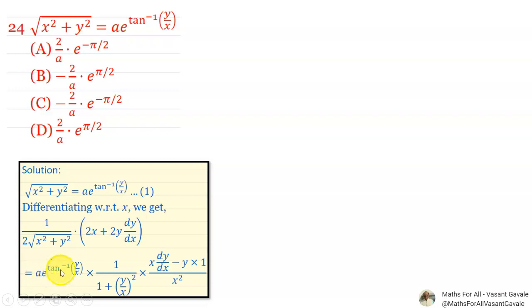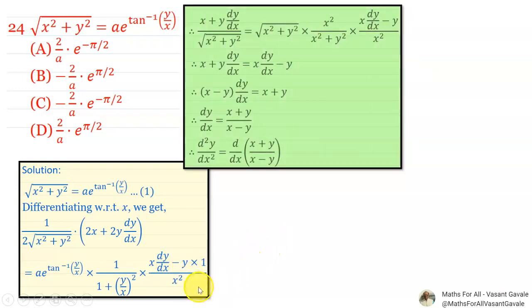A into e raised to tan inverse of y upon x. Tan inverse of y upon x चा derivative 1 upon 1 plus y upon x bracket square into ddx of y upon x. First x as it is, y चा derivative divided by x minus y as it is, x चा derivative 1 divided by x square आणि पुढे ते simplification आहे ते तुम्ही करू शकताय. Then you will get here x plus y into dy by dx upon in root of x square plus y square.